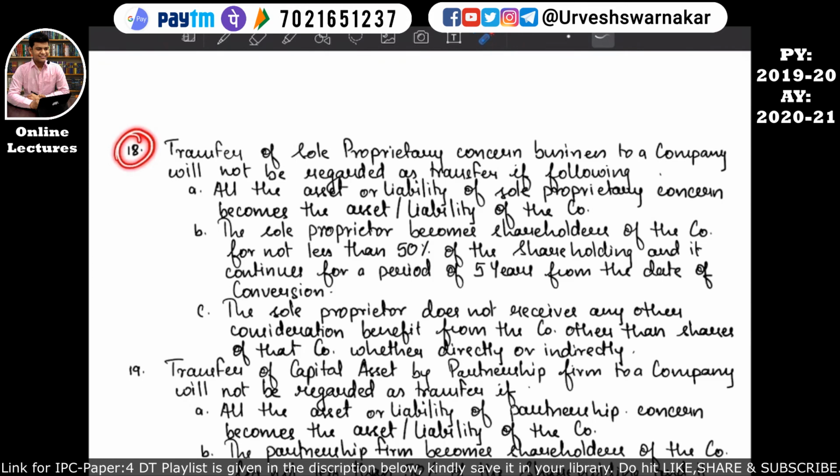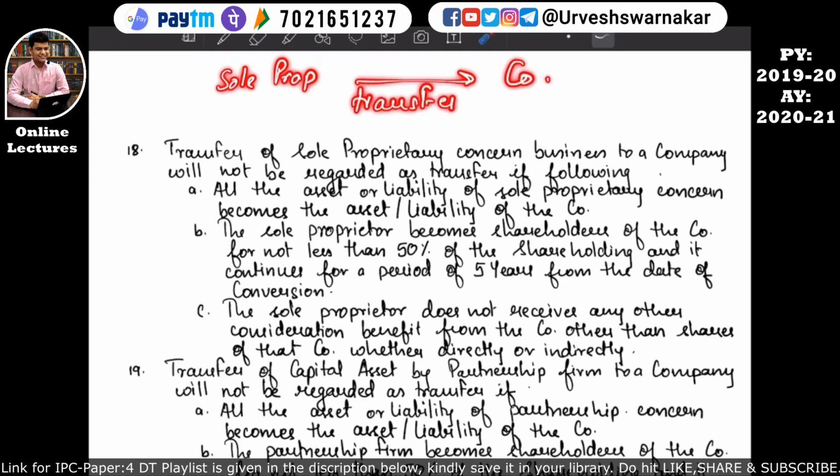Okay, so now let's understand point number 18. Point number 18 says that transfer of a sole proprietary concern business to a company will not be regarded as transfer if the following conditions are satisfied. Here, what is getting transferred? A sole proprietary business is getting transferred to a company. So this will not be considered as transfer as per section 47. I hope this is quite clear.